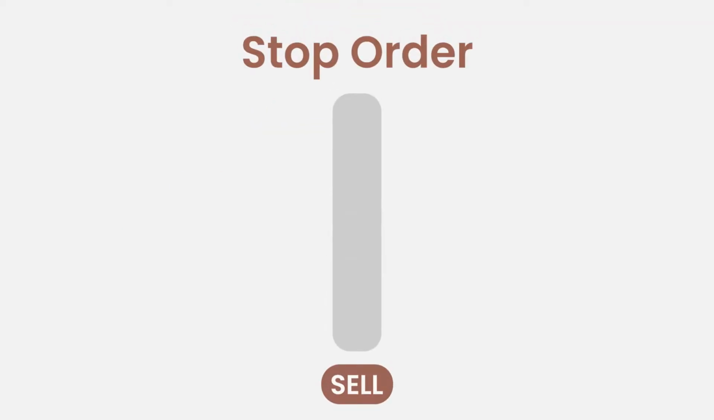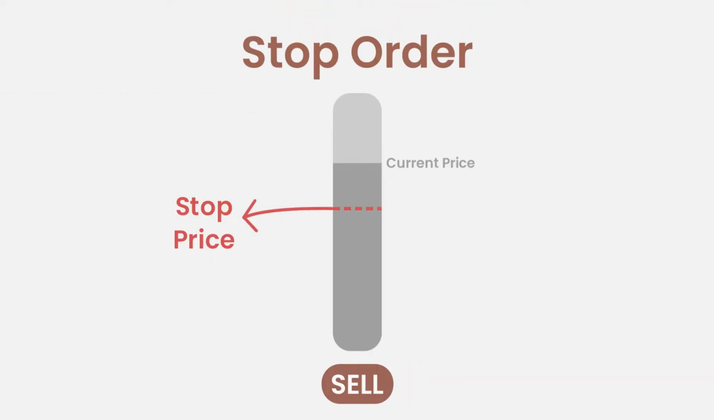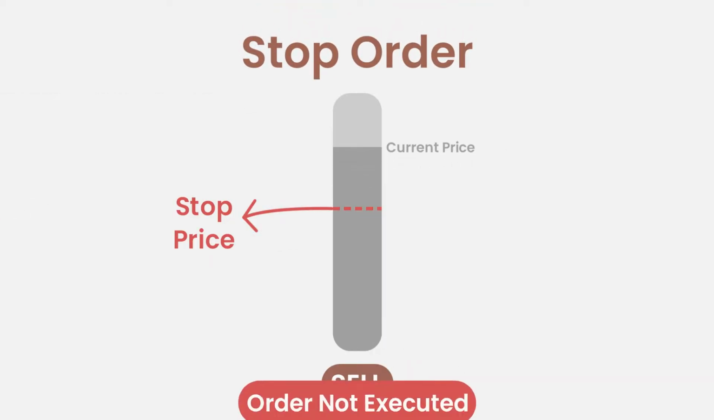A stop order is an order to buy or sell a coin at the market price once the coin has traded at or through a specified price, the stop price. If the coin reaches the stop price, the order becomes a market order and is filled at the next available market price. If the coin fails to reach the stop price, the order is not executed.